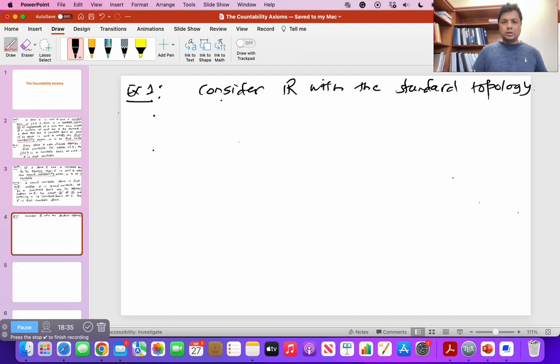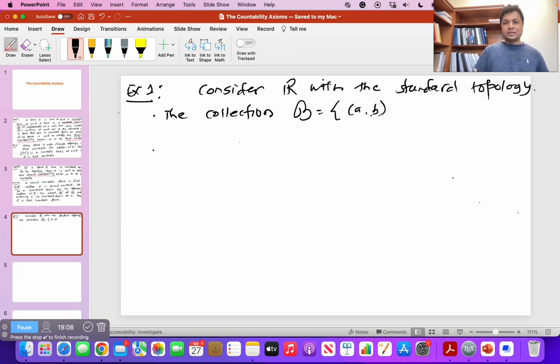Now consider R with the standard topology, and this R with the standard topology is second countable. So if it is second countable, then we should find a countable basis for the standard topology in R. Okay, now let's consider this collection. Let me call that collection script B, which is the collection of all those open intervals.